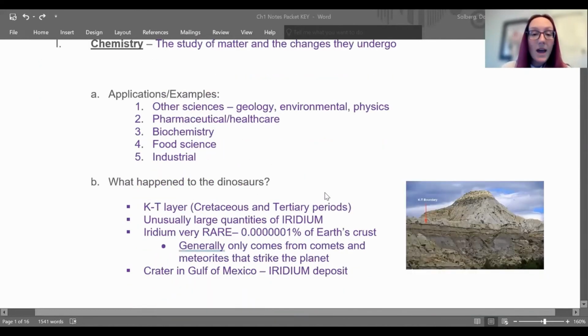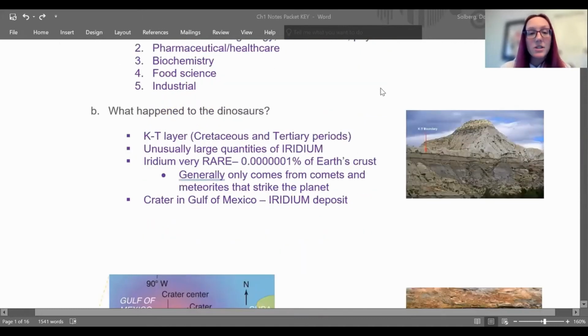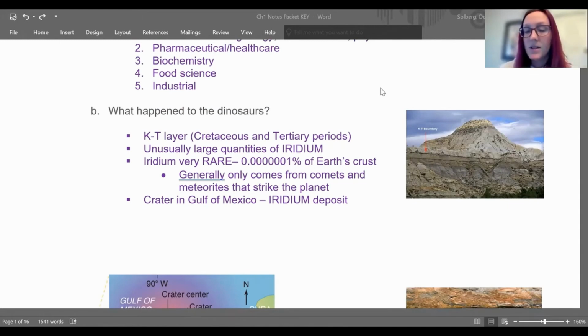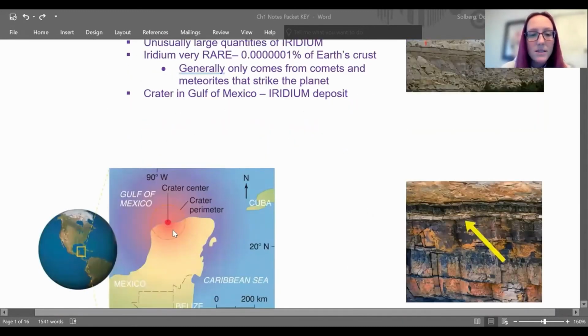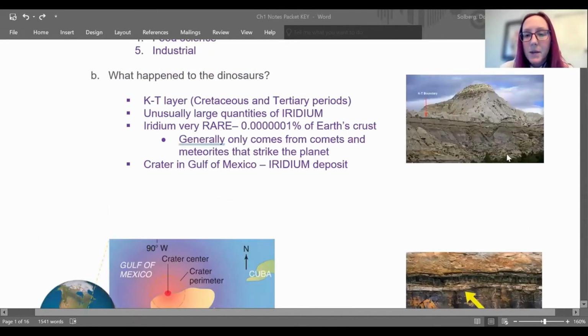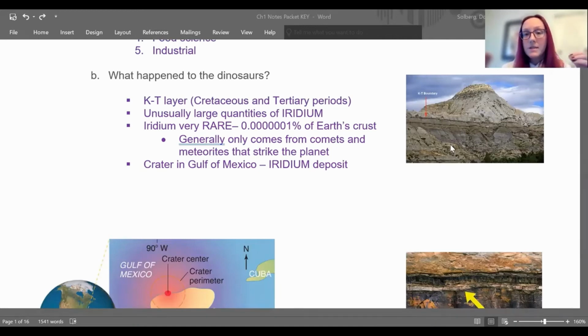So just one example of an application of chemistry that was actually found in the 70s answered the question, what happened to the dinosaurs? So, right, we say it was a meteorite, but how did we figure that out? There's actually this layer, and if you're looking at this mountain that I have in the picture, there's a KT boundary, so this really defined line, and this is actually off the coast of Mexico. It's in the Gulf of Mexico, right here. There's this big crater, okay? So this KT layer is actually the layer of sediment that was deposited between the Cretaceous and the Tertiary period, so right when the dinosaurs became extinct.